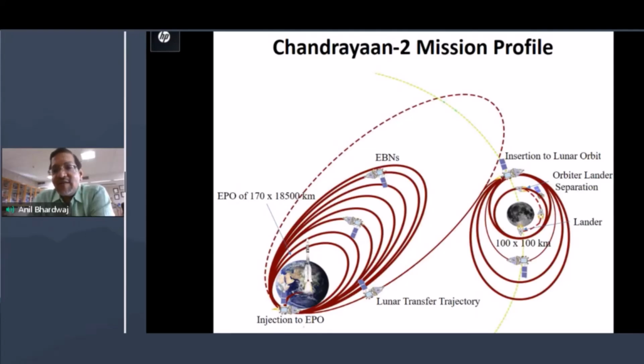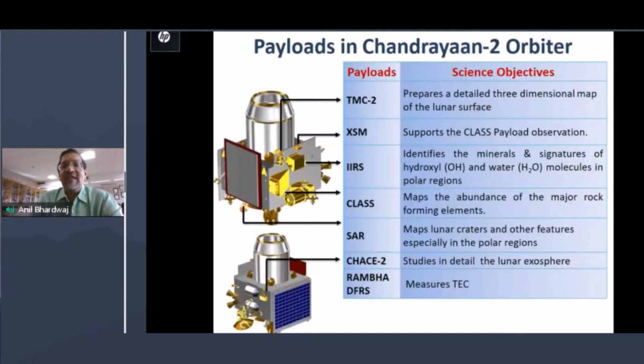And we all know that we had the launch on 22nd of July 2019. And then we got inserted into an orbit around the moon. And then we had a landing on 7th of September of 2019. But of course, it was a very hard landing instead of a soft landing, which made the lander not survive. But the orbiter is working, and the orbiter has 8 experiments on board.